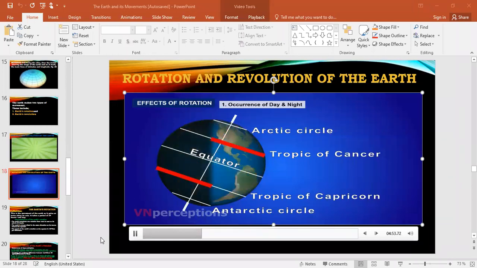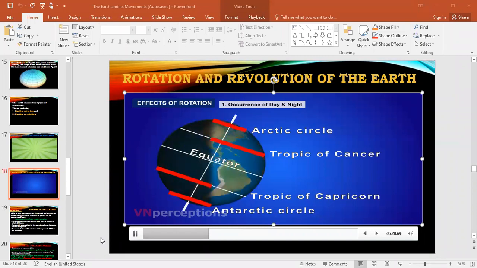The reason is the northern hemisphere is facing the sun and the southern hemisphere is facing away from the sun. But if you look at the Arctic Circle and Antarctic Circle, the Arctic Circle is completely in day. So when the earth is rotating, the entire region beyond the Arctic Circle will have day. There the sun will not set. Whereas in the southern hemisphere, beyond the Antarctic Circle, you will see it is completely dark. And here the sun will not rise.